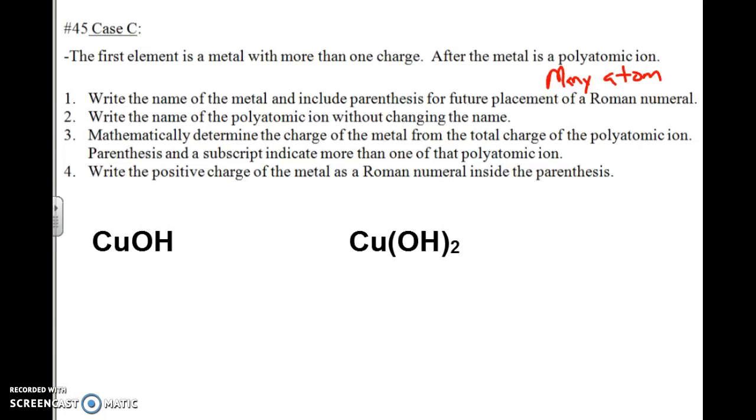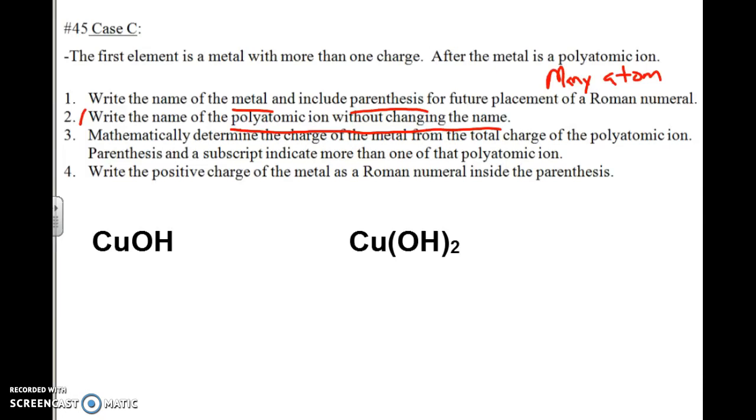Our instructions are right here. We write the name of the metal. We write a parentheses, where we're going to put a Roman numeral in a little bit. Number 2, we're going to state the name of the polyatomic ion without changing its name. Number 3, we're going to mathematically determine the charge from the polyatomic ion. And then number 4, we're going to figure out what Roman numeral we have to use.